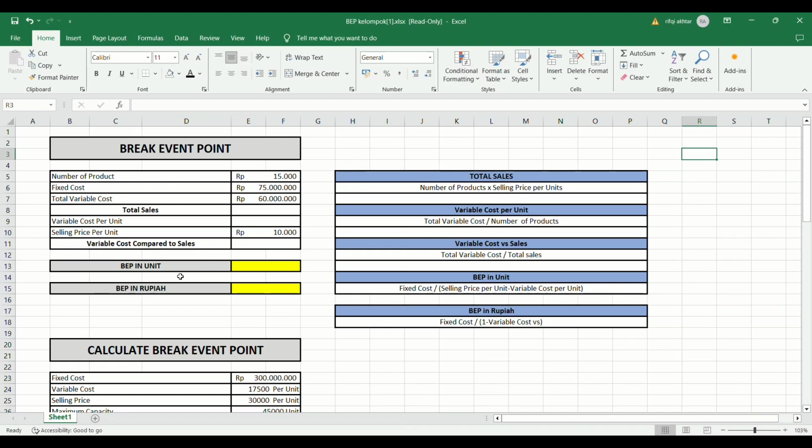Now, let's move on to the steps for calculating the break-even point. So here we have some data to assist in our calculations. But before calculating the break-even point, the first thing we need to determine is the total sales. The formula of total sales is equal number of products multiplied by selling price per unit, and then enter.